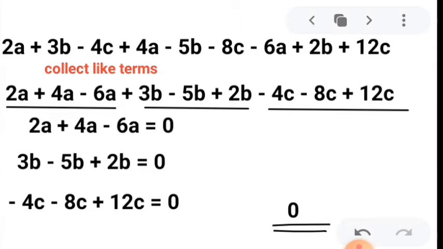So when we add and subtract the terms, 2a plus 4a minus 6a is 0. 3b minus 5b plus 2b is 0. Minus 4c minus 8c plus 12c is 0. So simplifying this whole expression, our answer is 0.